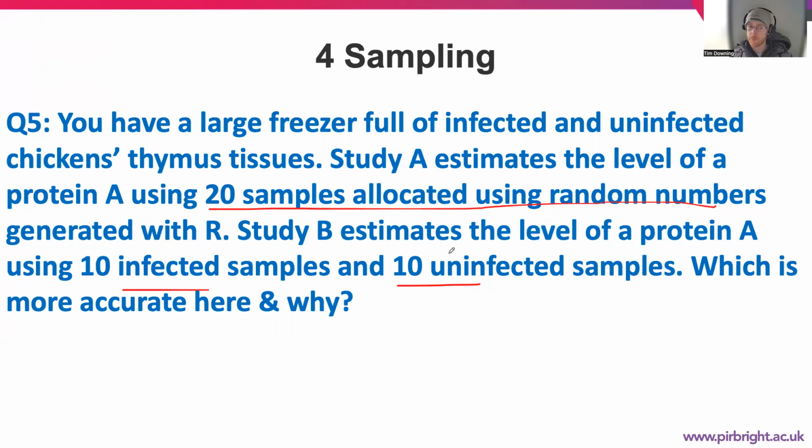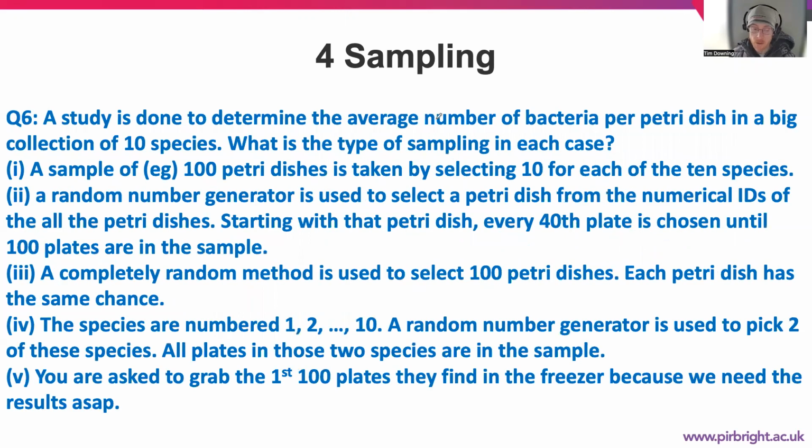So here, A tells us more about the underlying features of protein A across the whole collection, whereas B tells us more about the underlying features of the protein A level in the infected and uninfected cells. So B tells us more about the difference between the infected and uninfected, whereas A tells us about the overall patterns across uninfected and infected together. So technically, study A is more accurate in the literal sense of accuracy, but they're focused on different things in essence.